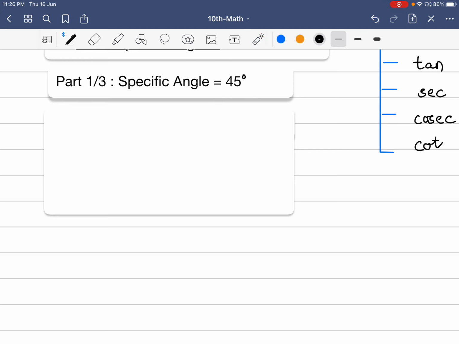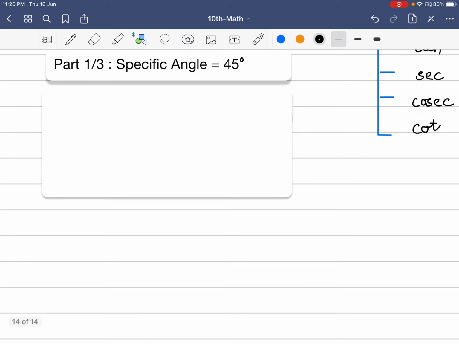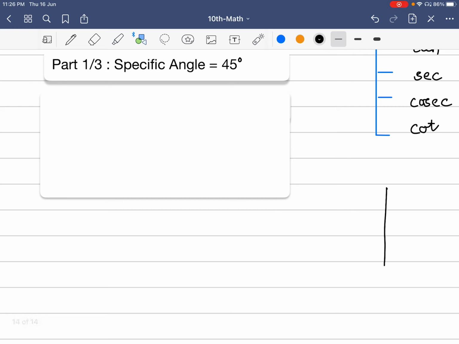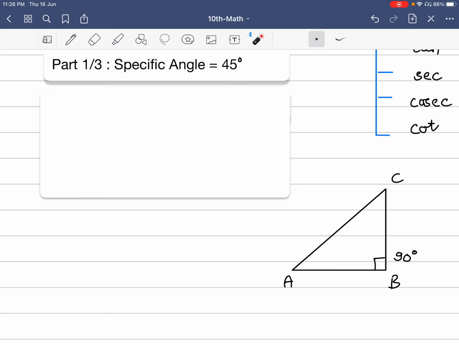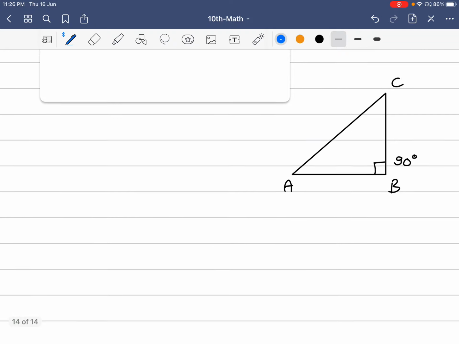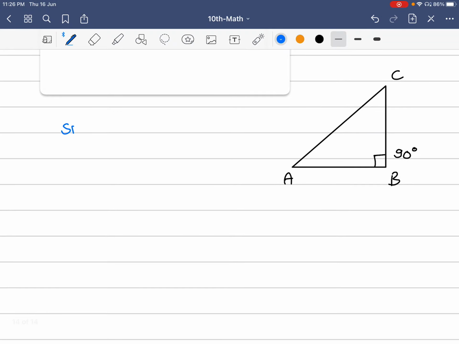Let's move on to this specific angle 45 degree. As we know, for any trigonometric ratio discussion, we start with a triangle. I'm going to draw a right angle triangle here, and this is my right angle, which is 90 degree. Let's name this point B, this point A, and this point C. Now let's start with sine 45 degree. So sine 45 degree is equal to what? That is our question. This angle here I'm going to mark as 45 degree.